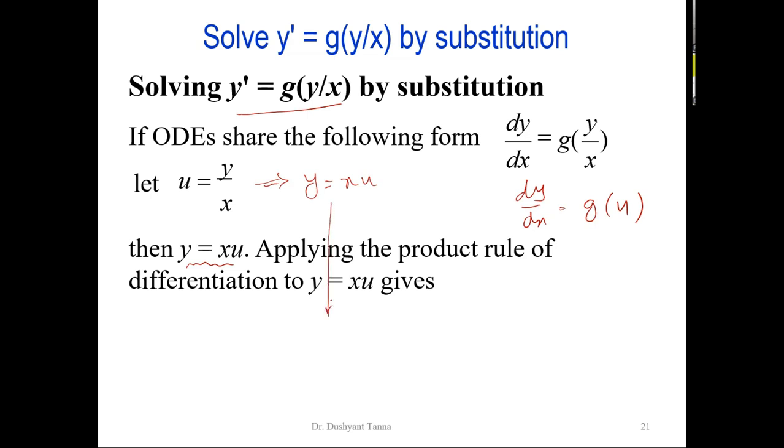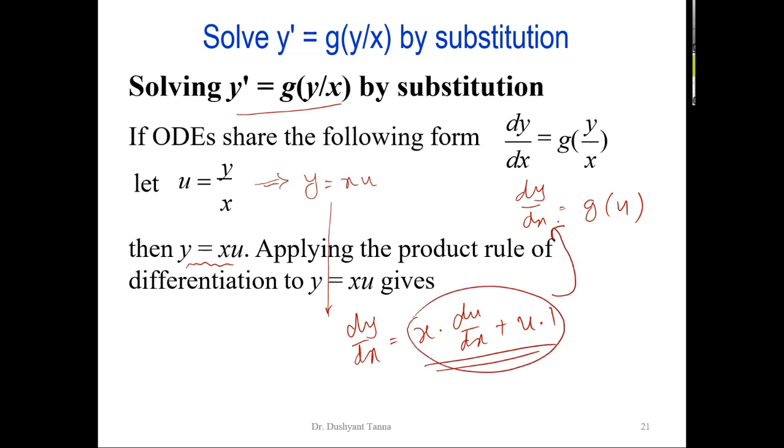I will differentiate this with respect to x. What will happen? dy by dx, the product rule: x stays as it is, du by dx, and then u stays as it is, dx by dx, so the differentiation of x is 1. So my dy by dx can be replaced in some form of x and u. So this will be u plus x du by dx is equal to g of u. Then you take the u here, and then it's variable separable.